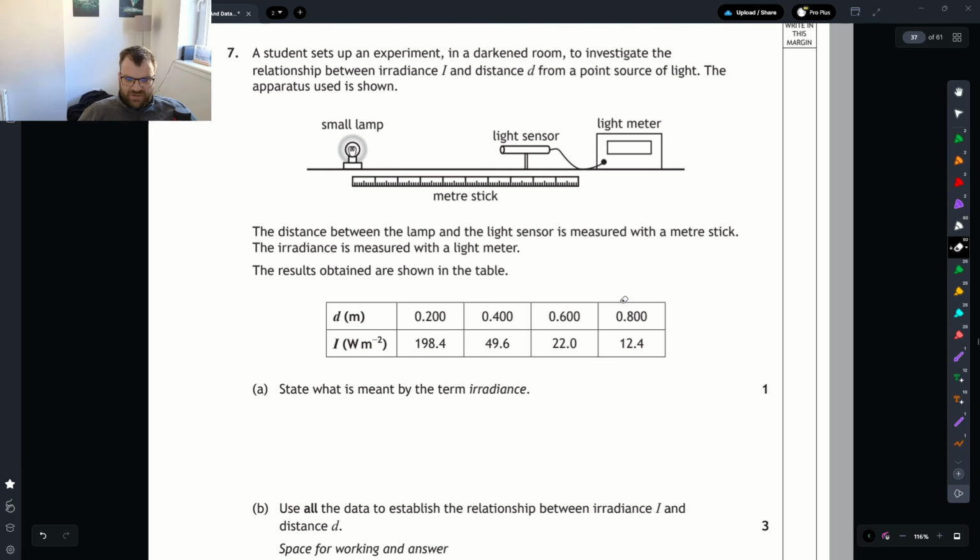In this next question, we are asked to state what is meant by the term irradiance. Well, we are told in the table that the units are watts per meter squared. Watts is for power, meter squared is for area. So that must be the power per unit area, power per meter squared. That's quite helpful.